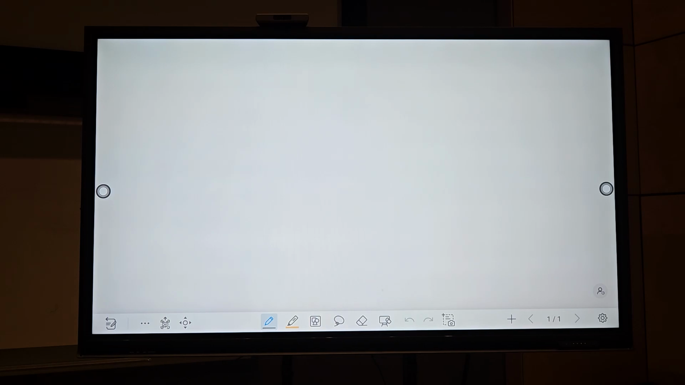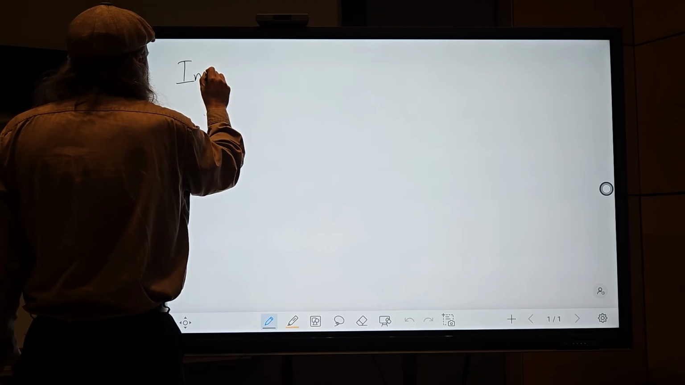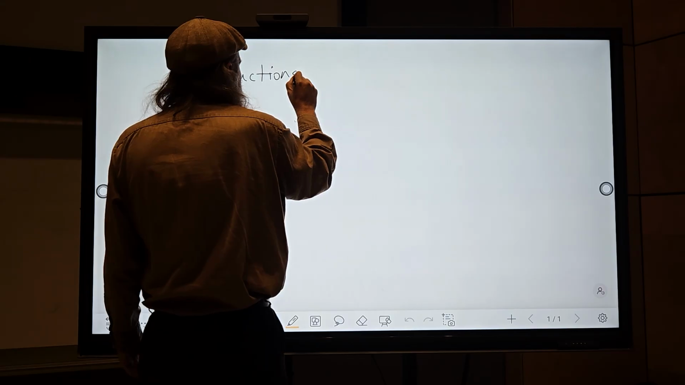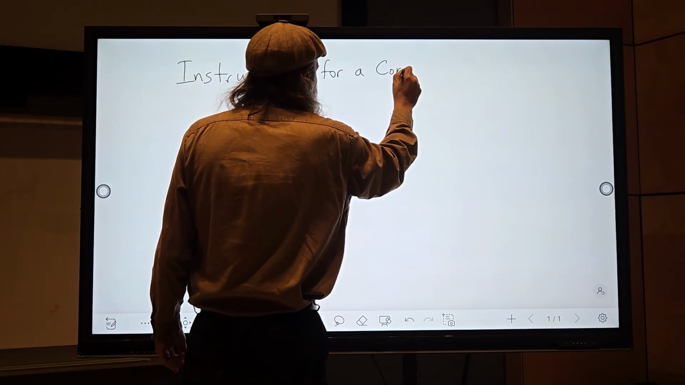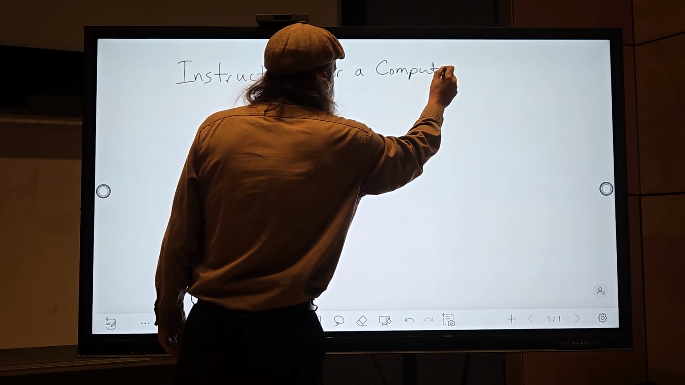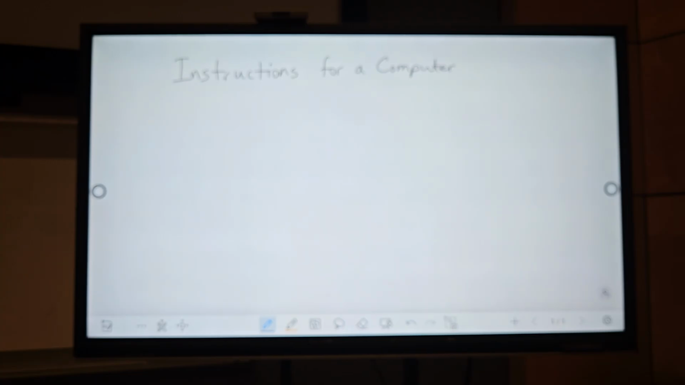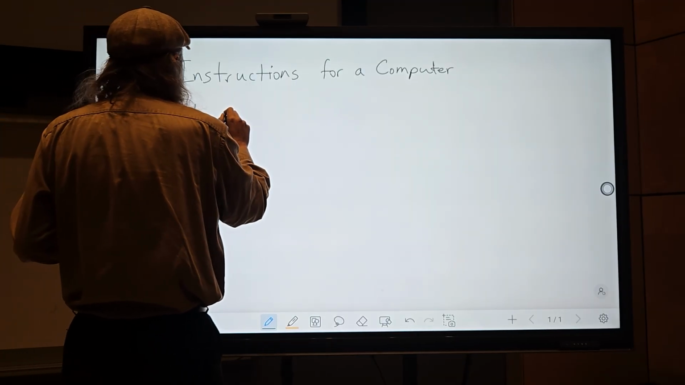So today we are going to be discussing instructions for a computer. Now, generally speaking, as a matter of fact, I can't think of any that fall out of these categories, but there are four categories of computer instructions.